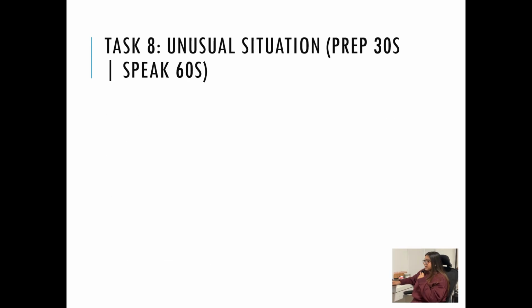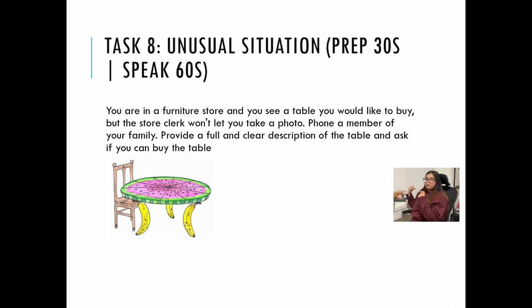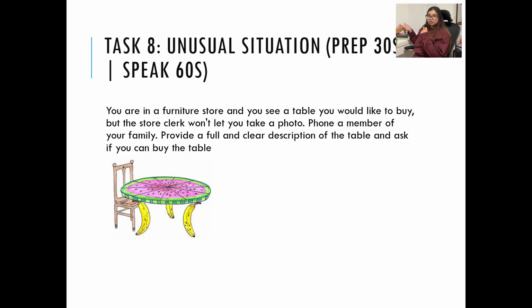Now moving on to task 8, which is the unusual situation. This is an unpredictable part of CELPIP. You can get anything in this question, but usually it's something bizarre. So let's say you got a picture and you're in a furniture store, and you need to call someone and explain it to them. Why? Because the furniture lady is not letting you take a picture. So you need to explain to a family member what you are seeing.